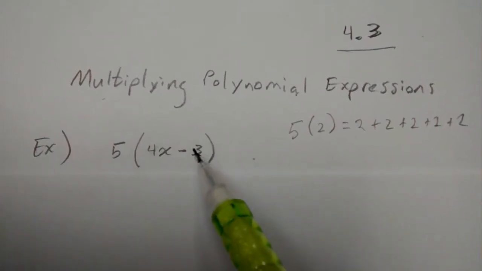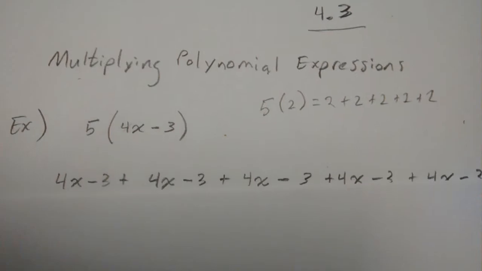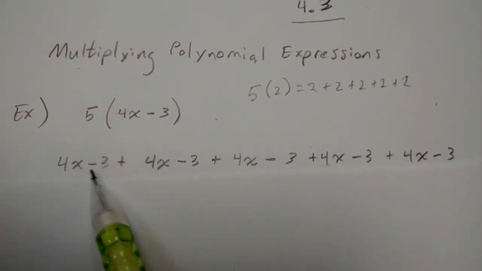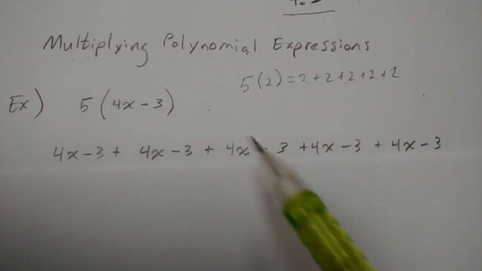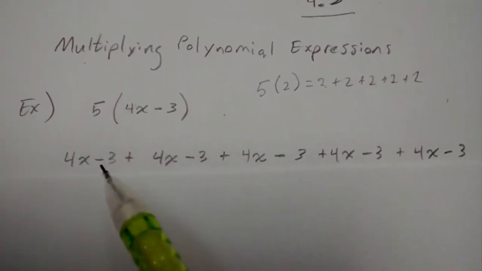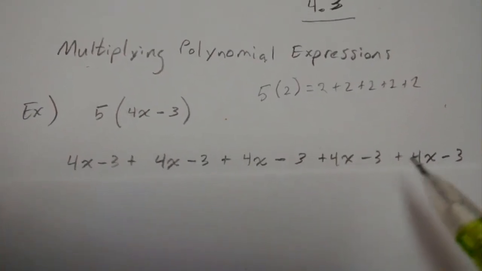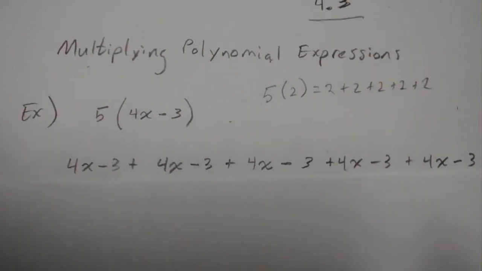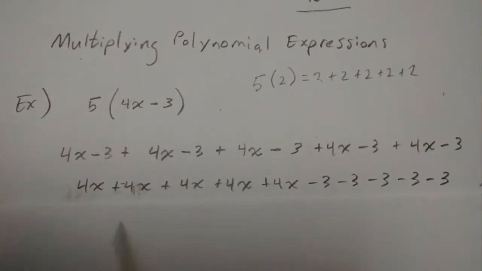5 of these guys added together. So 4x minus 3's. I took the time to write that out here for your enjoyment. So 1, 2, 3, 4, 5 added together. Now, when you saw something like this previously, we could combine like terms here, the x terms. And I just want to show you something. I want to rearrange the x terms and the minus 3 terms here in order.